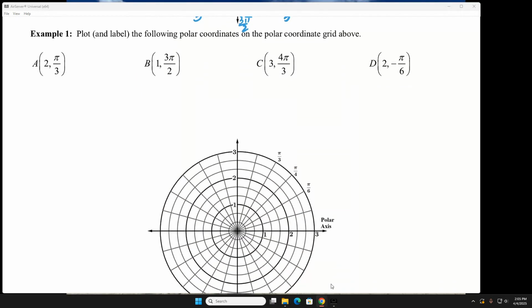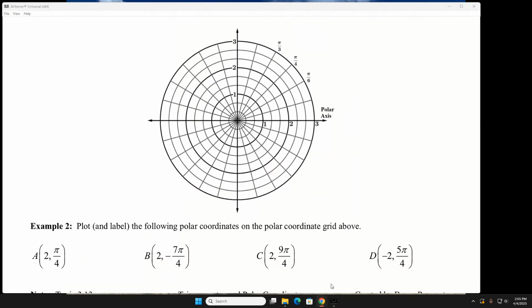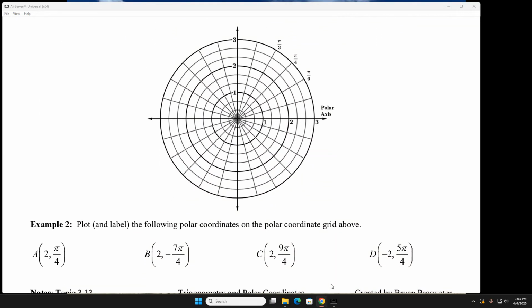All right, so let's do another example. I'm not going to go through and do all the points this time because we just don't need them. We could, but I'm just going to try and save some time. The first one is super straightforward. We're going to go to circle 2, and we're going to rotate pi over 4. So we're going to get to this point right there. That's going to be A.